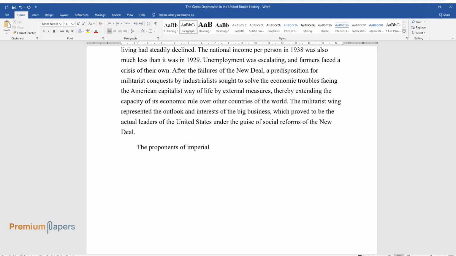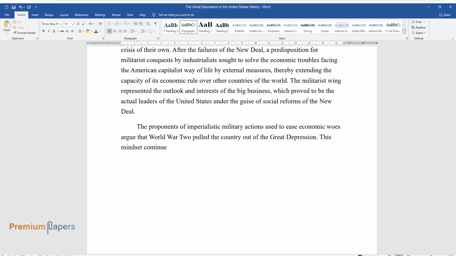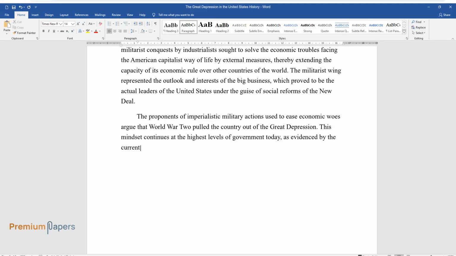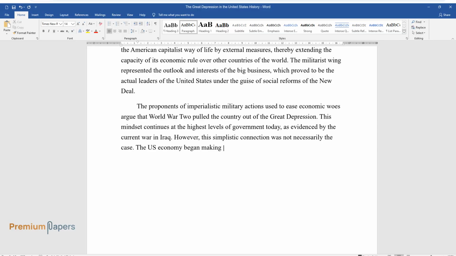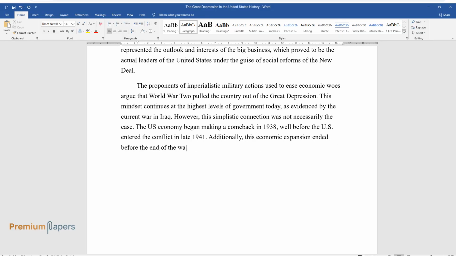The proponents of imperialistic military actions used to ease economic woes argue that World War II pulled the country out of the Great Depression. This mindset continues at the highest levels of government today, as evidenced by the current war in Iraq. However, this simplistic connection was not necessarily the case. The U.S. economy began making a comeback in 1938, well before the U.S. entered the conflict in late 1941. Additionally, this economic expansion ended before the end of the war, thus debunking the argument.